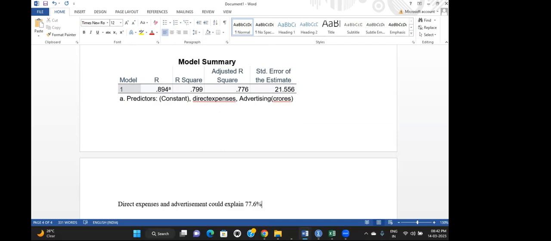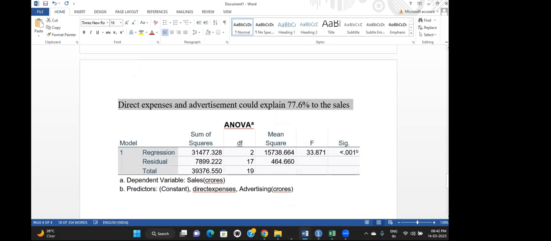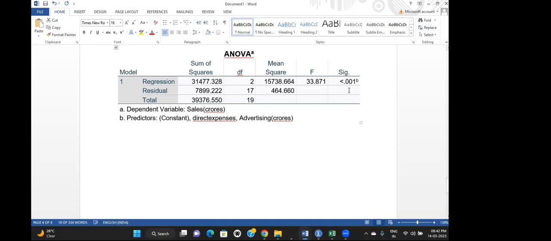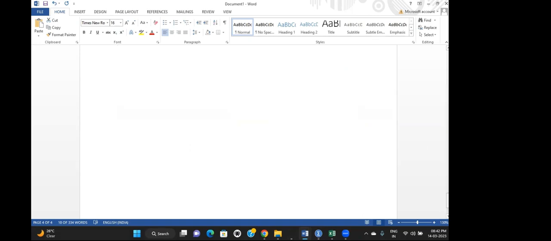This is what you will write for sales. So what will you write here from this model summary analysis? The direct expenses and advertisement could explain 77.6%, and whether the results are significant or not. So how will you come to know that? From the ANOVA table. If the p value is less than 0.01, the results are significant. So this is what it shows. The results are significant.